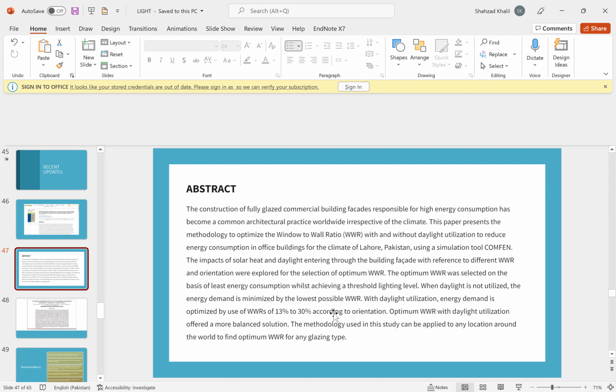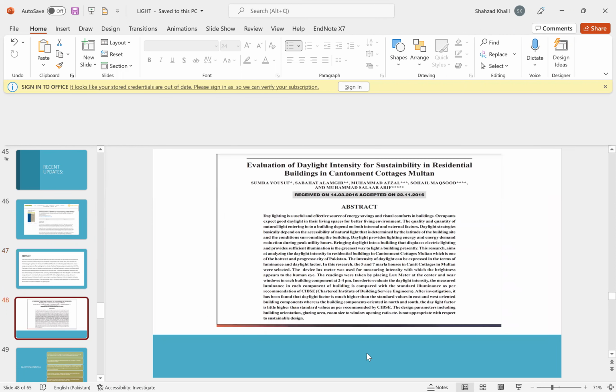When daylight is not utilized, the energy demand is minimized by the lowest possible WWR. With daylight utilization, energy demand is optimized by 13 to 30% according to orientation. And the WWR with daylight utilization offered a more balanced solution. The methodology used in this can be applied to any location around the world to find the optimum WWR for any glazing type.